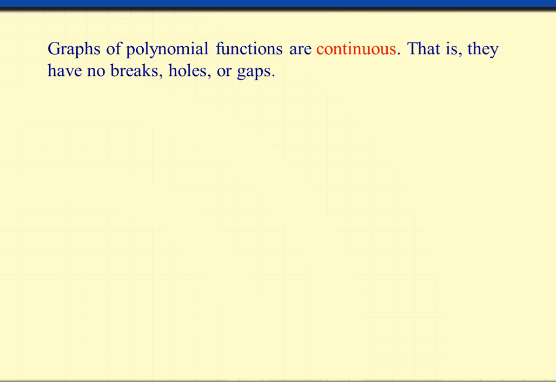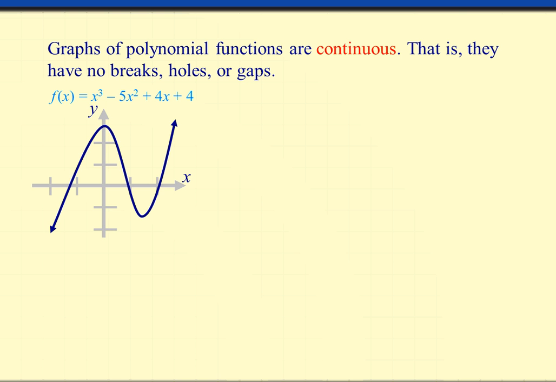Well, one thing that we should know about polynomial functions is that their graphs are continuous, and continuous means they don't have any breaks or holes or gaps in them. So here you see an example of the graph of a polynomial function, and you can see that there's no breaks. We have little arrowheads on the end of the graph to indicate that the graph continues in each direction. We just can't draw the whole graph.